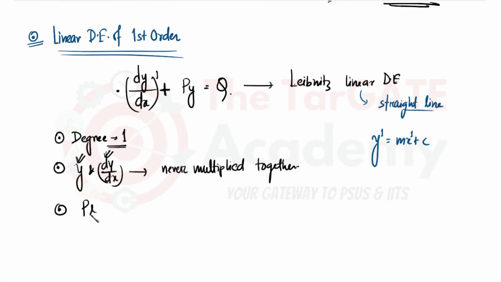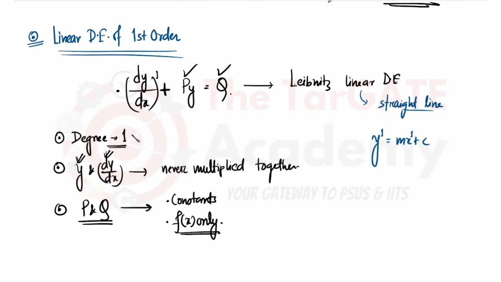And here p and q, these two things that appear here, can be either constants or functions of x only, not y. If this is the form given to you, p and q must be a function of x only or constants, then only we can say that the given differential equation is linear.